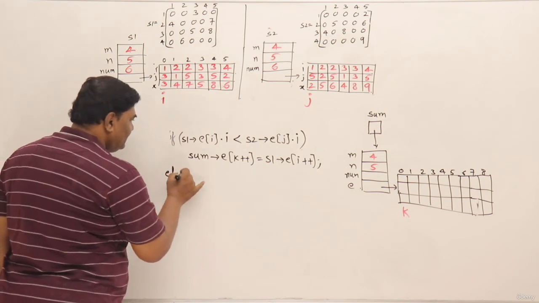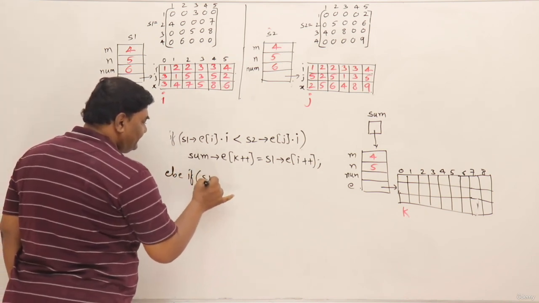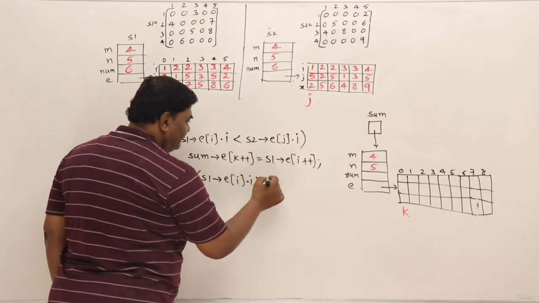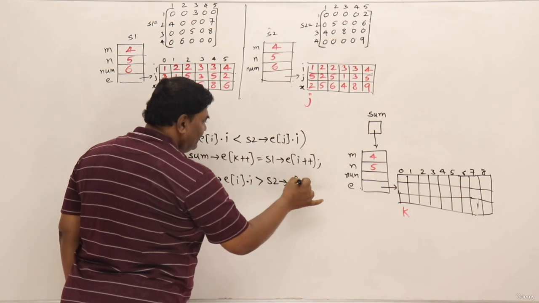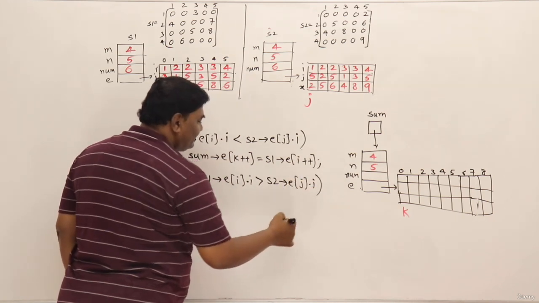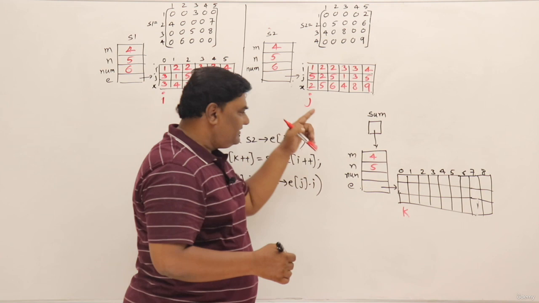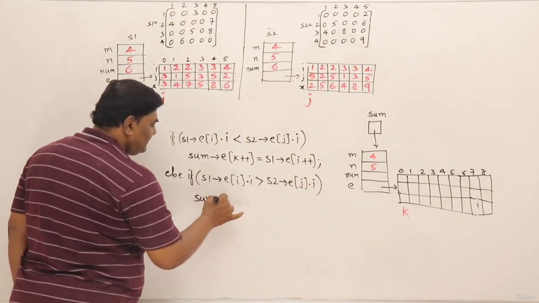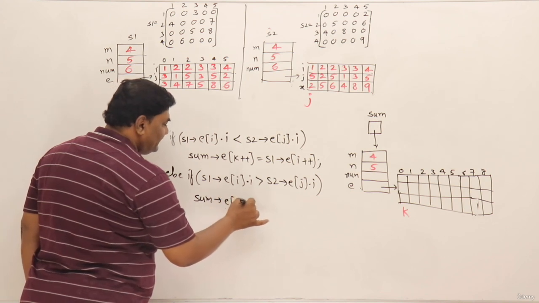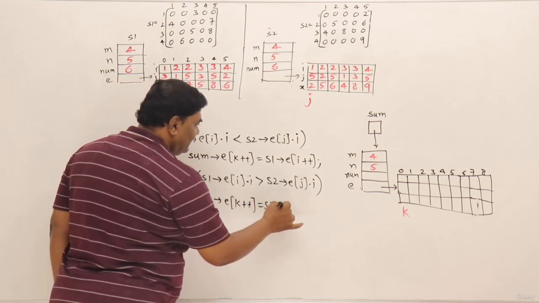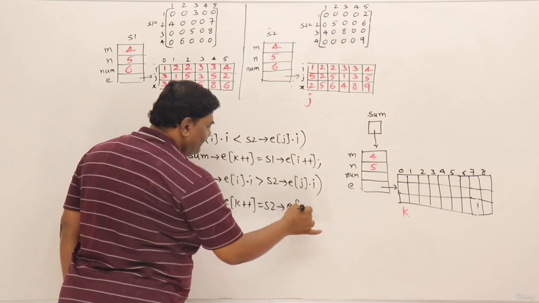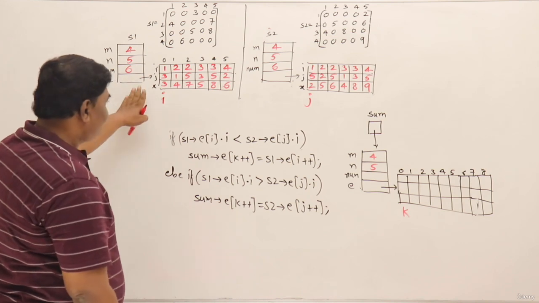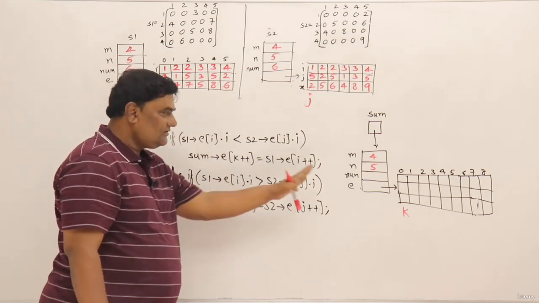Else, if S1's E of i dot i is greater than S2's E of j, meaning if that one's row number is smaller, then copy that row number here. So sum's E of k plus plus is assigned S2's E of j plus plus. So if the first one is small, copy that one. The second one is small, copy that one.